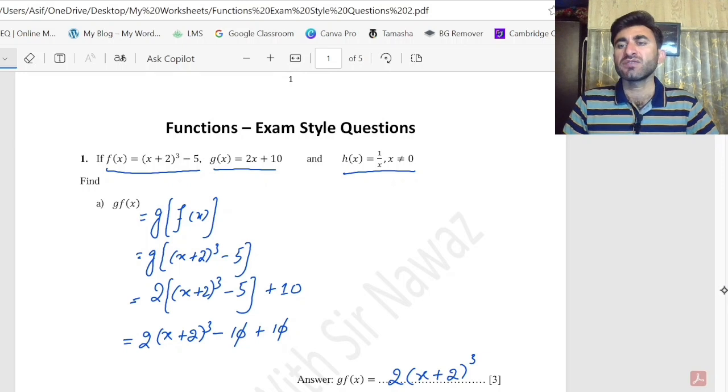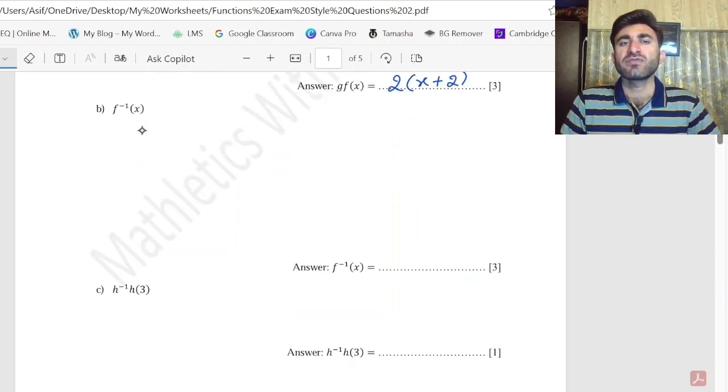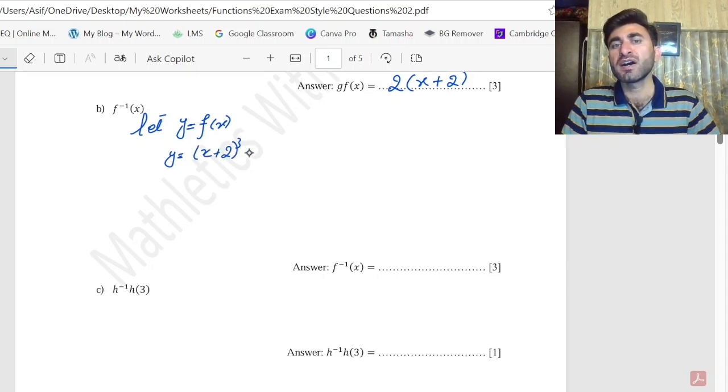Coming to the second part, where it said f inverse of x, in order to find the inverse of a function, first we suppose it equal to a new variable. Let me call it y. So y equals f of x. It means y equals (x plus 2) cube minus 5, and now we have to make x the subject of this equation. So first remove minus 5, move it to the left hand side, so it will be y plus 5 equals (x plus 2) whole cube.